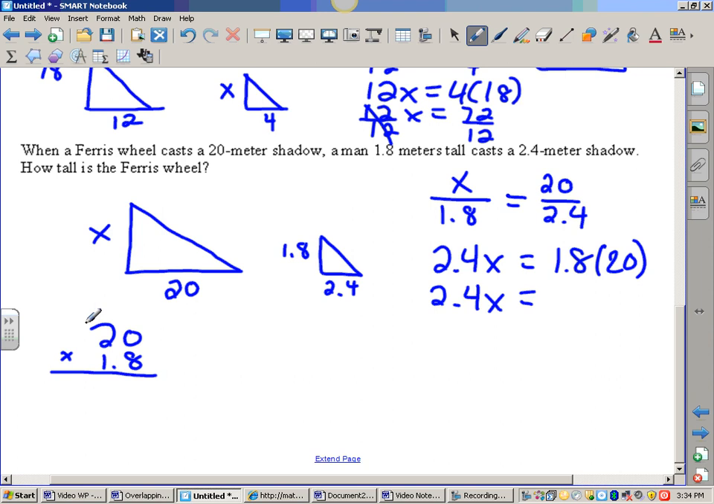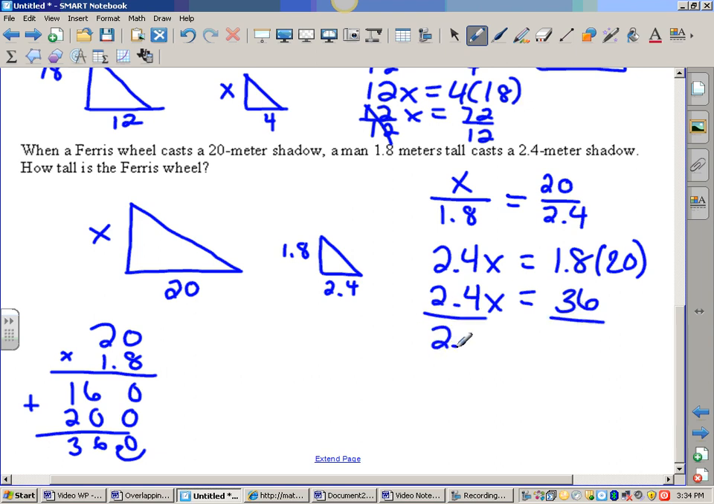You're going to start by multiplying the 8 through. So 8 times 0 is 0. 8 times 2 is easy enough, 8 times 2 is 16. Your placeholder, 1 times 0 is 0, and then 1 times 2 is 2. You add up your numbers: 0, 6, 3. Now here's the trick. Because there's one number behind the decimal, you have to move the decimal once, and you get just plain old 36, not 360. Now the 2.4 is connected to the x by multiplication, so you're going to use division.